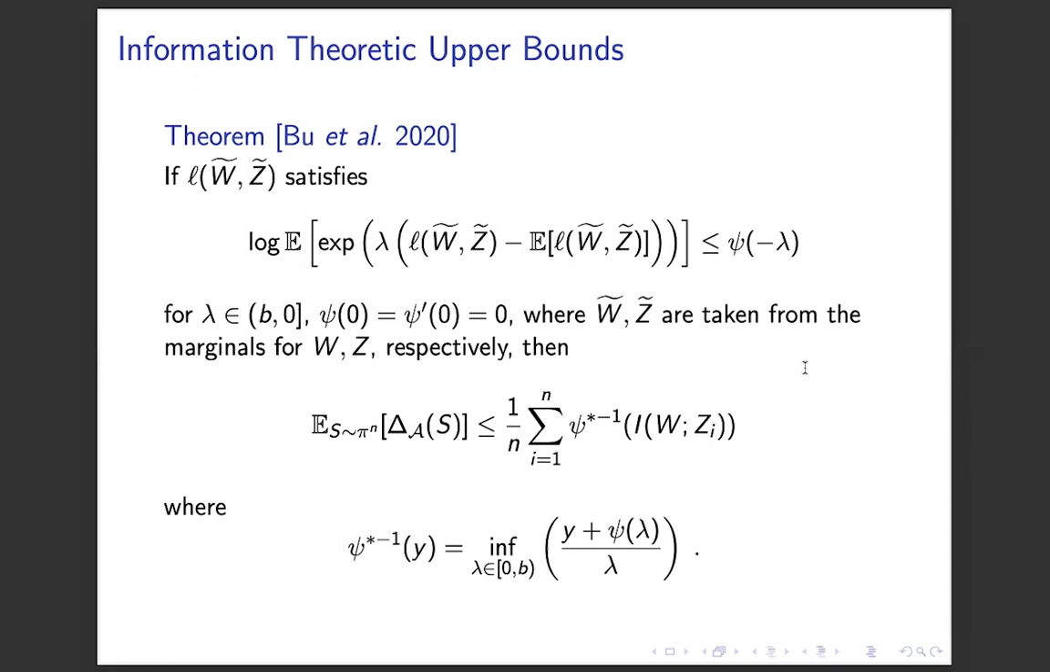A maybe more well-known version of this theorem is the version due to Xu and Raginsky, which is a special case of this, where this is a quadratic upper bound because it's a sub-Gaussian random variable, and you end up with a square root dependence on the mutual information.